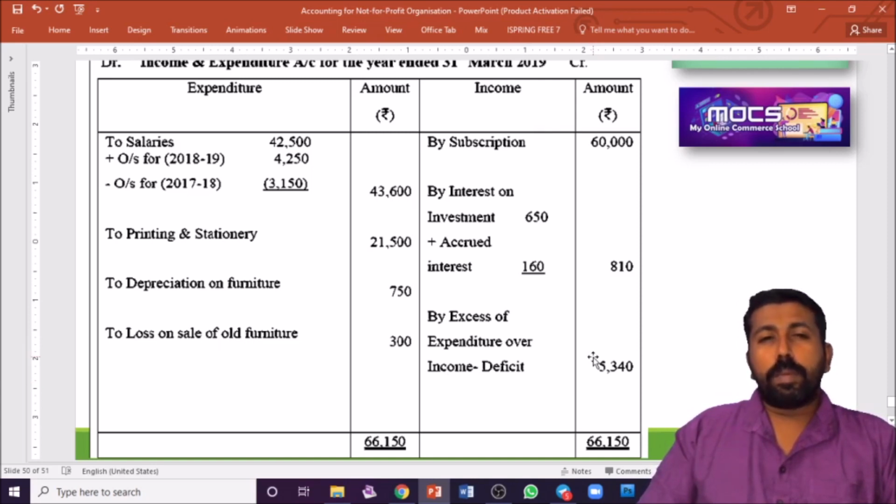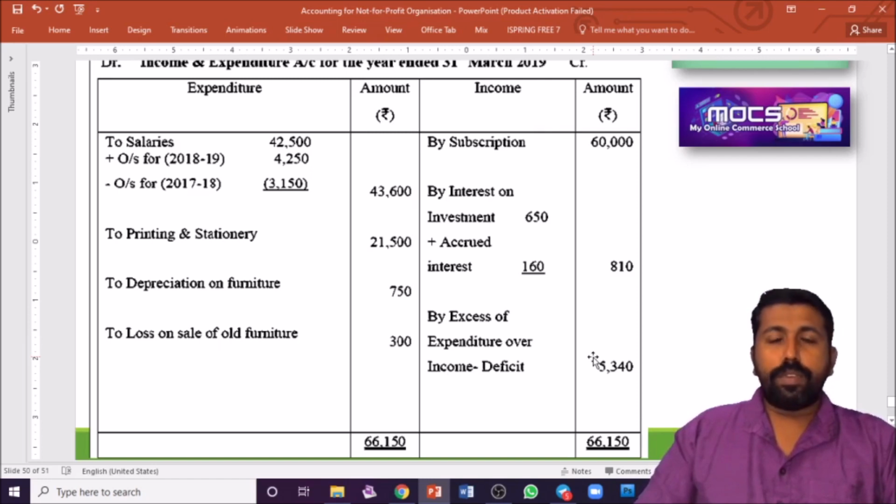Also, only a few problems have been asked. One question is for the calculation of subscription amount for 3 marks. Normally, they ask that type of question in the 3 mark area. And one objective type question is there. Please go through the previous year questions to know more about the questions asked from the chapter non-profit organization.